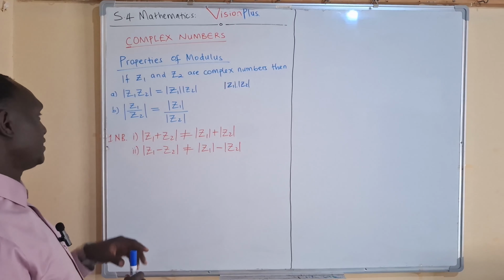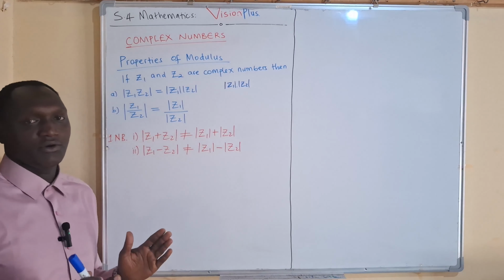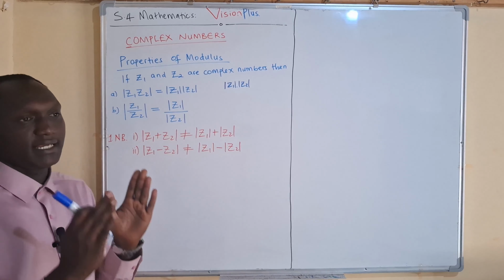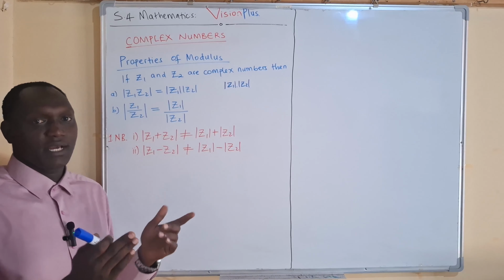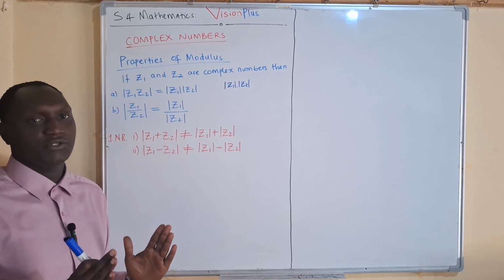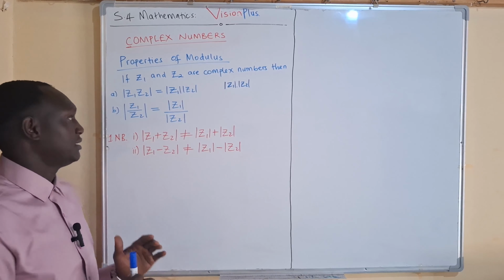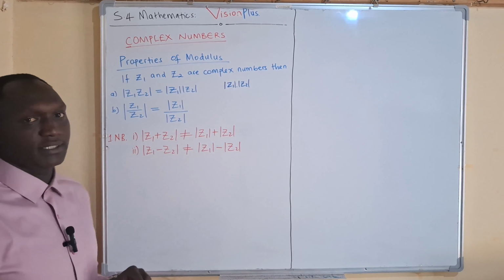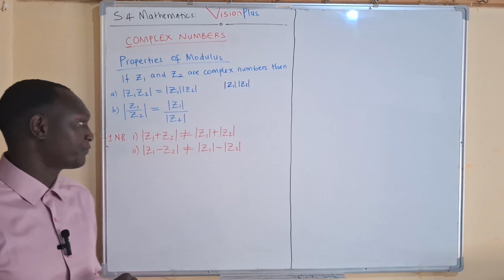And then if we are given the magnitude of Z1 over Z2, it is the same as getting the magnitude of Z1 alone, and then you divide it by the magnitude of Z2 alone. That is how you apply the properties of modulus.